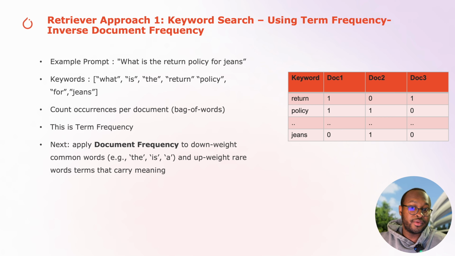Next, using this algorithm, we then apply inverse document frequency. Sorry, this is not document frequency, this should have been inverse document frequency, to downweigh common words like a, the, is, and upweigh rare terms that might carry important meanings. And we do that using inverse document frequency. Let's see how it works. So essentially this table that we have here, we are going to update it.